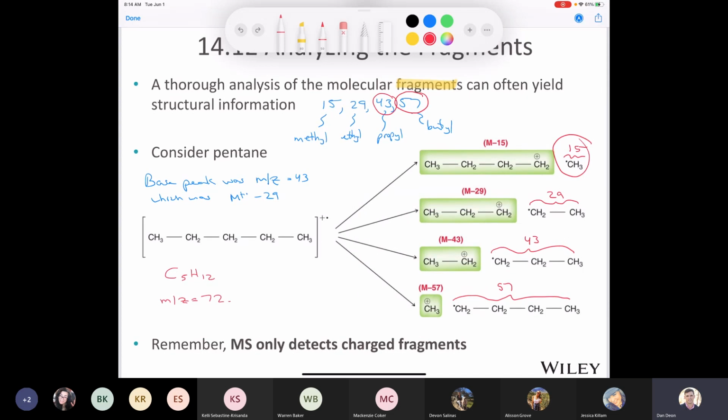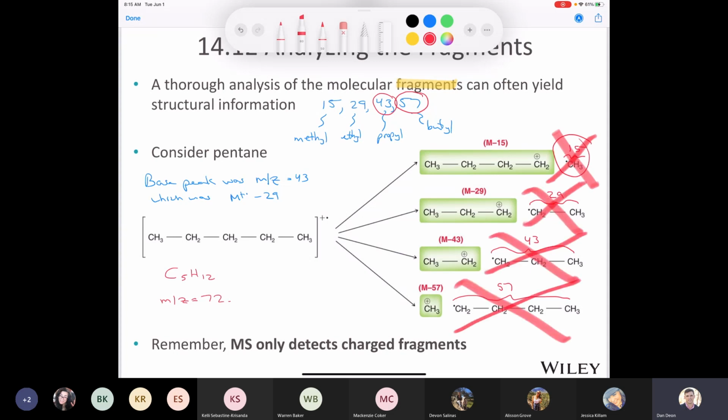Only charged fragments are detected. Everything that's in the green boxes are the only things that are going to be detected. If something doesn't have a charge, okay, this doesn't have a charge, this doesn't have a charge, this doesn't have a charge, this doesn't have a charge, they will not be detected under any circumstances, okay?